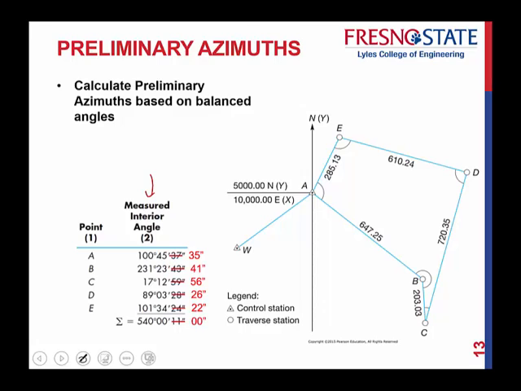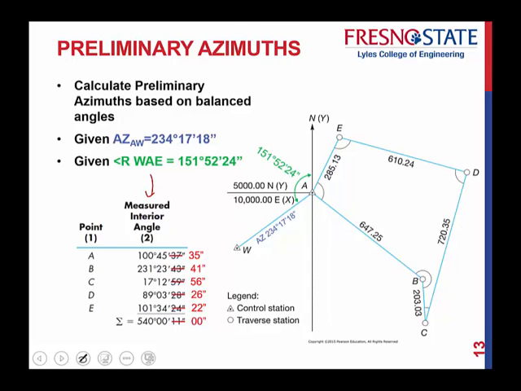All right, so if you recall, lately we talked about how to do station sketches. This is exactly what it is. This is how you're going to be able to calculate these preliminary azimuths based upon these interior angles. So if I gave you that the azimuth of A to W is 234 degrees, 17 minutes, 18 seconds, and I also told you that you had an angle of 151 degrees, 52 minutes, 24 seconds as you look to E. So that goes all the way over.